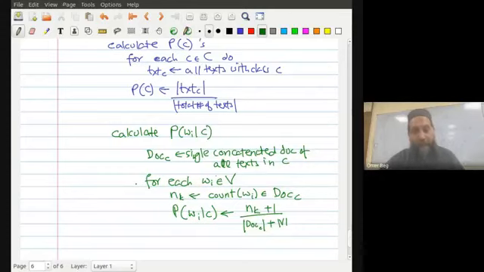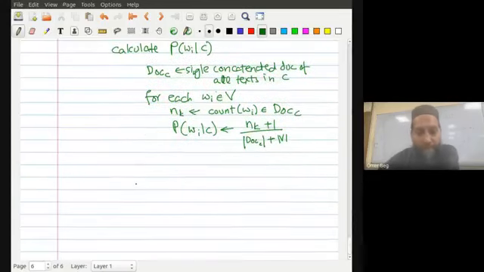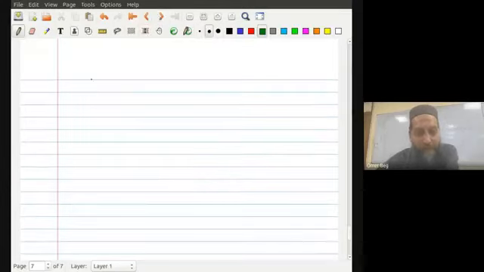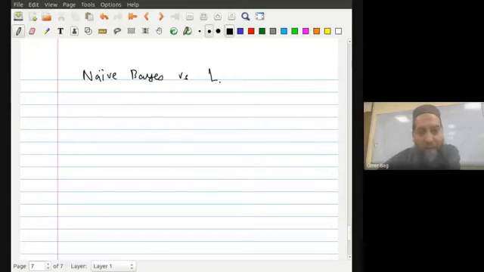So I was thinking I should do an example, but before that, let's give it a comparison. Naive Bayes versus the language model.